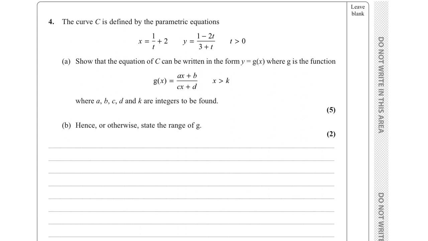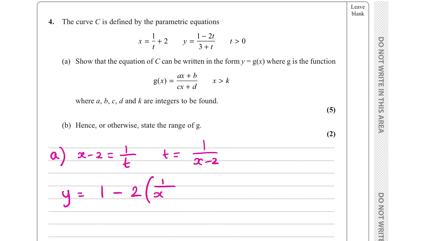Okay, so if we want y equals, we need to start. This is literally 5 marks for algebra manipulation right now. So we're going to get x minus 2 equals 1 over t. So what does t equal? 1 over x minus 2. I'm going to substitute that everywhere I see it. So y equals 1 minus 2 lots of 1 over x minus 2, over 3 lots of 1 over x minus 2.